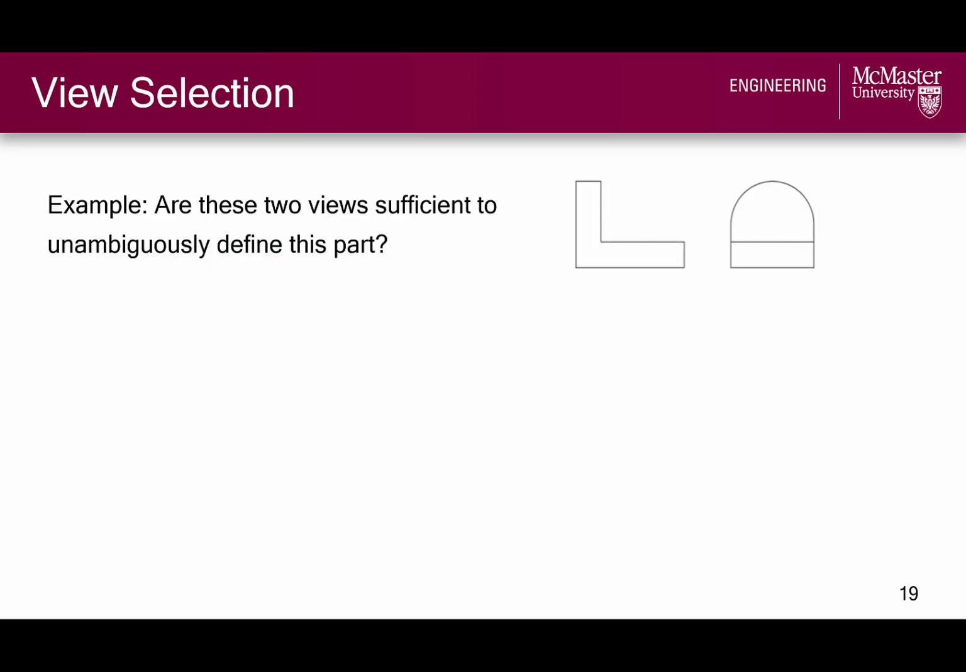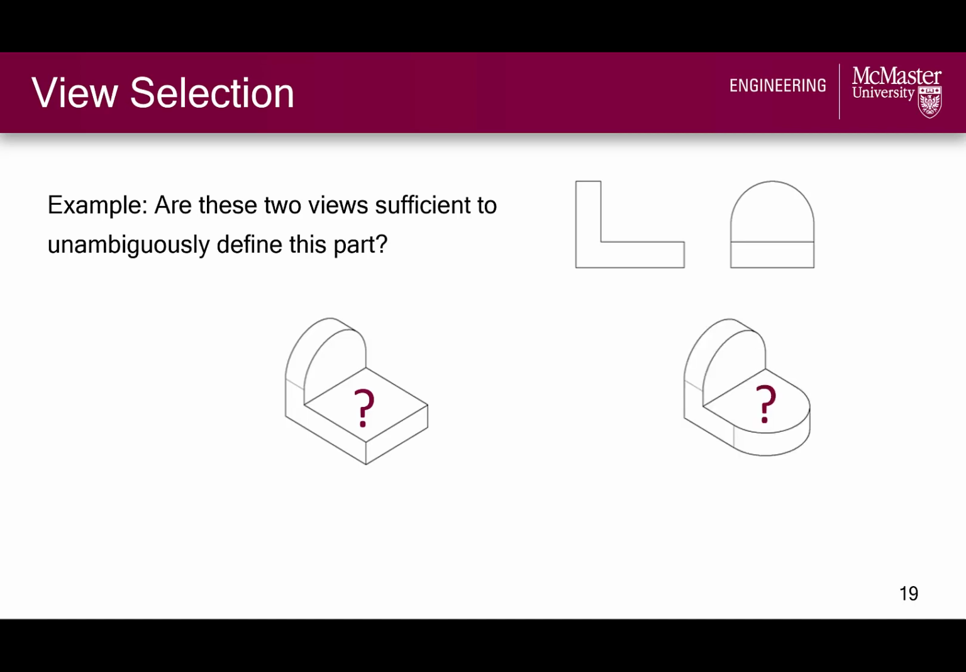Let's consider another example where we are presented with 2 views. The question is if these 2 views are sufficient to unambiguously define this part, or if we need another view to fully define the part. Looking at these views, we might assume that the part looks something like this, an L-shaped bracket with a rounded top. But we could also assume that the bottom of the bracket is also rounded.